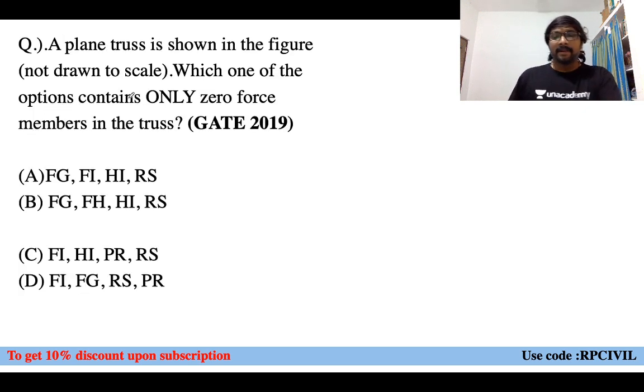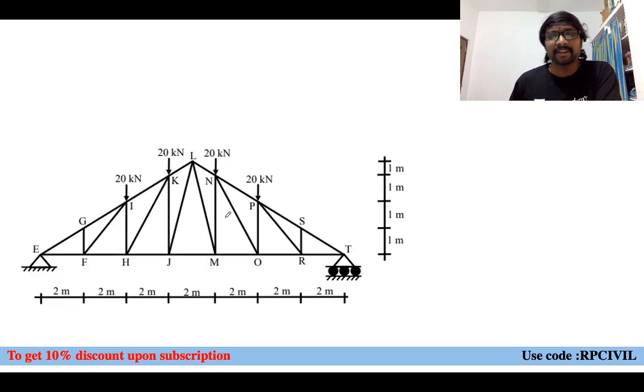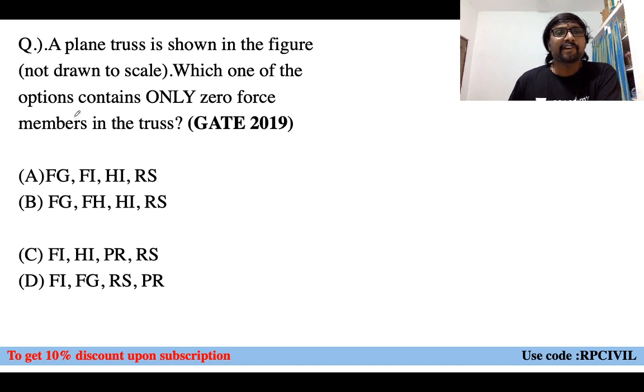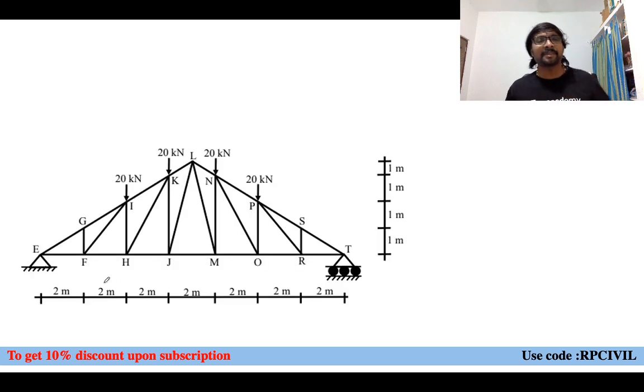Now, a plane truss is shown in the figure, which is not drawn to scale. This is your figure, let us say. Which one of the following contains only zero force members in the truss? Which one is containing only zero force members? First, if you try to identify zero force members, at this joint G, 3 members are meeting. Second case, right? 2 members are collinear. GE and GI are collinear. GF is non-collinear. Force in this non-collinear member, the third member, is 0, or not?